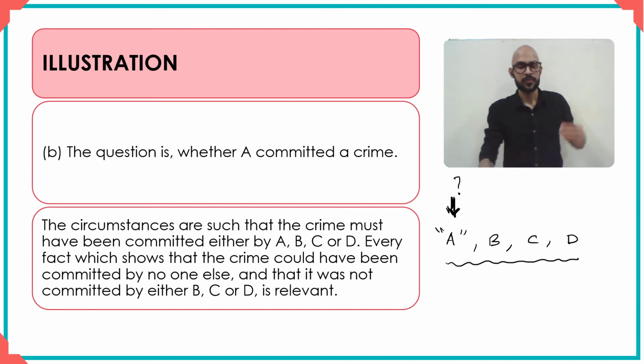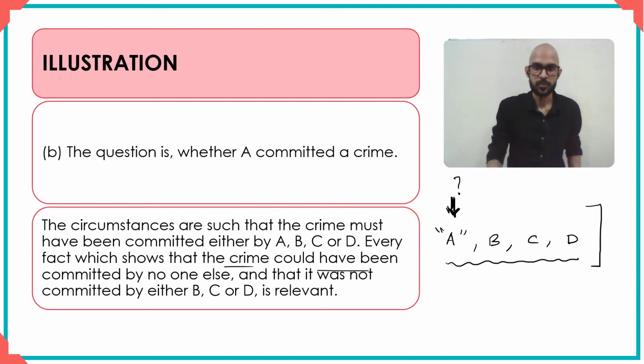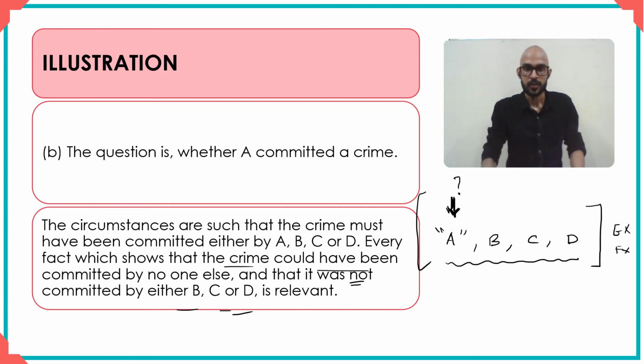Okay. So the circumstances are such that it is one of these four people who has done it. Now, every fact which shows that the crime could have been done by no one else. So what we understand is that if there's a fact that shows that only these people could have done it, there was no E, there was no F, no one apart from these persons who has done this. That is a relevant fact. And also the fact that it was not committed by B, C, or D. So we know there is nobody else, there is no E, there is no F, there is no G. Also, you know that it is not B, not C, and not D. That's what it's saying. It was not committed by either B, C, or D.